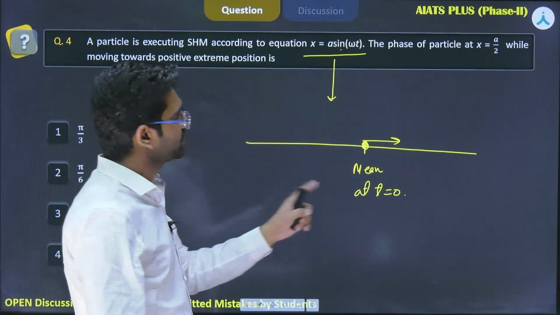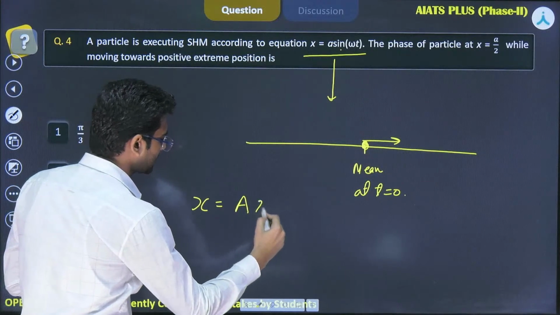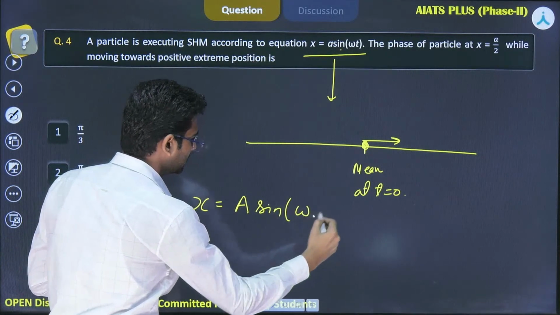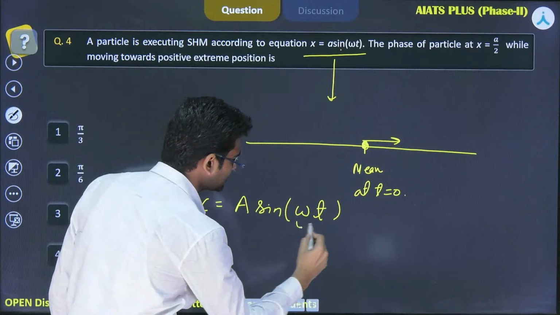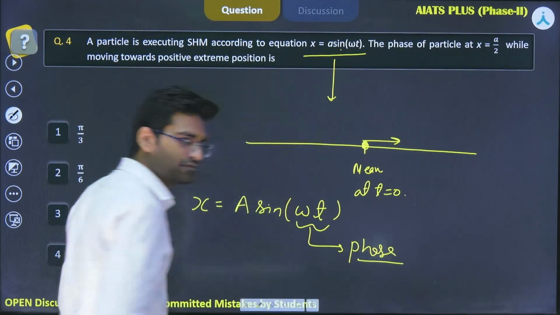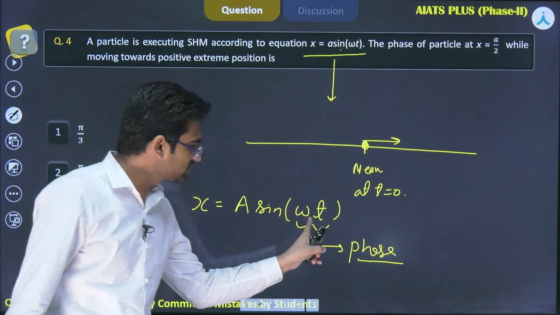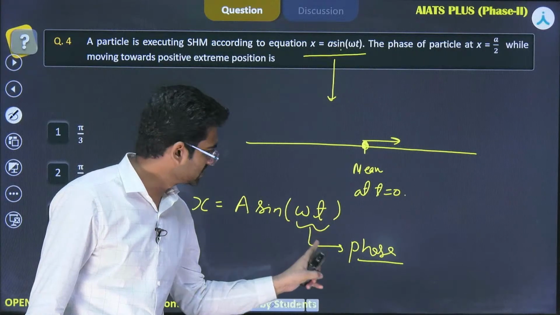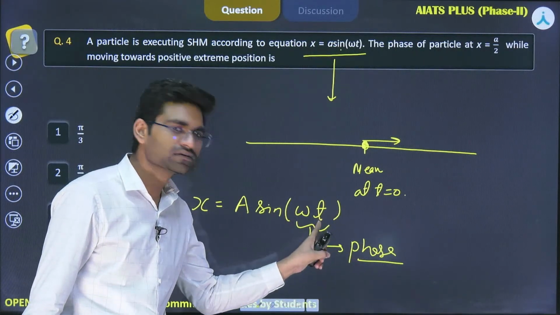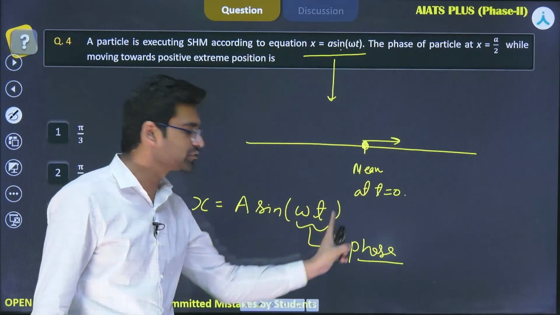So we have to find the phase of the particle, and what is phase now? This is a sin omega t, right? This is known as phase. And will this phase be constant or variable? This would be variable, right? Because this is time dependent. Omega is constant and t is time here. So this phase would be time dependent.